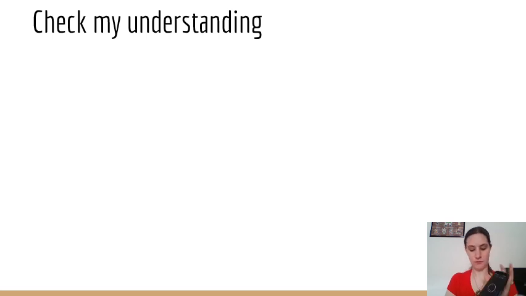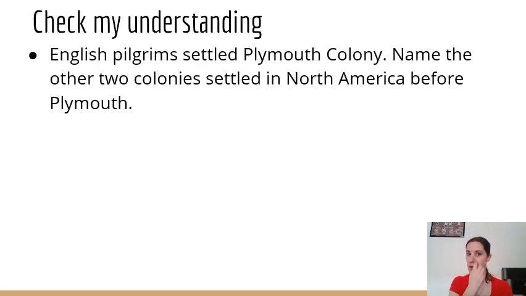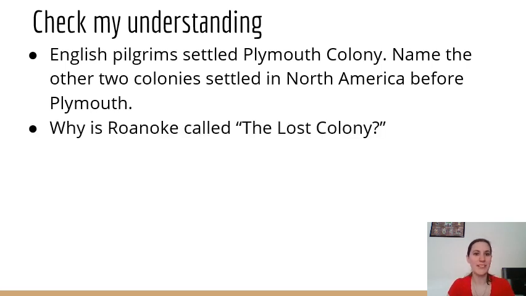All right, so this is what the timer is going to look like, okay, guys? Making sure you don't see a glare, okay? Here we go. The first one, this one you will need about 10 seconds, okay? You can just shout this one out. English pilgrims settled Plymouth Colony. Name the other two colonies settled in North America before Plymouth. I'm going to give you 10 seconds to name the other two. If you said Jamestown and Roanoke, you were correct.